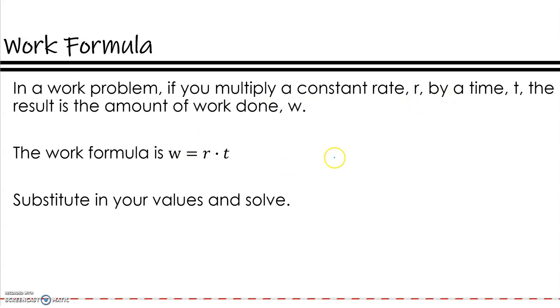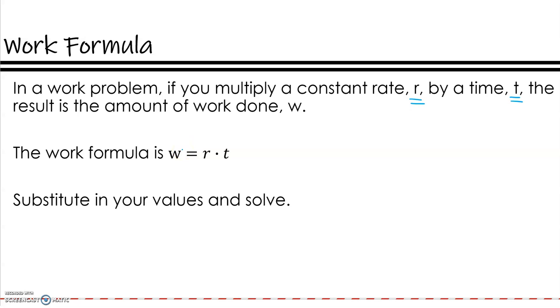Let's talk about the work formula. So a work formula is when you multiply a constant rate, which we are calling R, by the time it takes to be done. Okay, so if you were raking leaves for someone and you could do maybe 2 piles per minute, okay, you would do 2 times, that would be your rate, however many minutes, and that would tell you how much work was done, how many piles of leaves you were able to make.